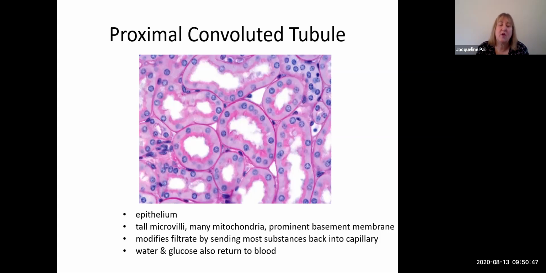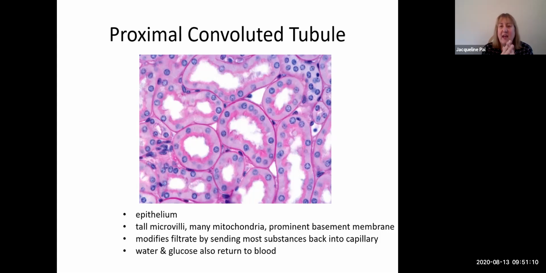What happens in the proximal convoluted tubule is the vast majority of the stuff that was filtered from the blood actually gets returned back to the blood while it's still in the proximal convoluted tubule. So most of your substances, think of your ions, all that kind of stuff, and a lot of your water, and your glucose does too, if you have a normal blood sugar.